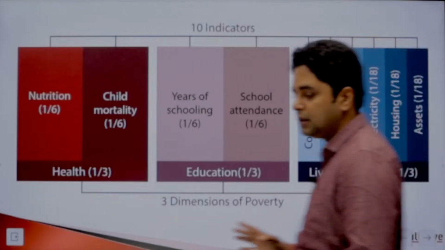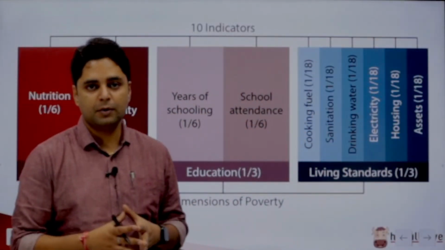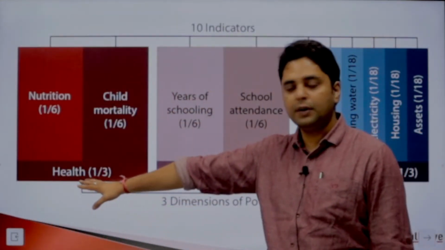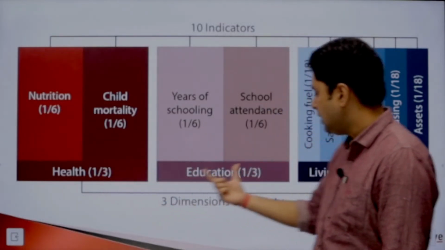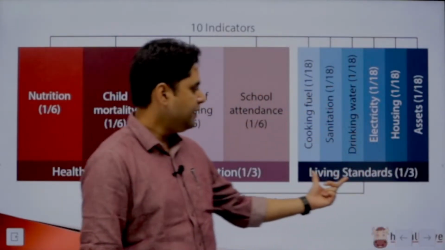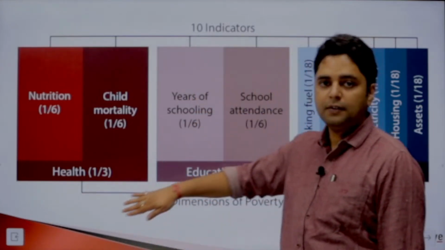So this is how this index perceives multidimensional poverty. There are three basic dimensions. First is healthcare. Okay, number one is health. So health को दी गई है 1/3 weightage, education को भी दी गई है 1/3 weightage, और living standards को भी 1/3 weightage. So now let's see the सब क्राइटेरिया.